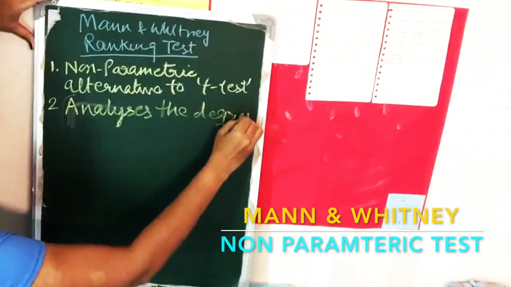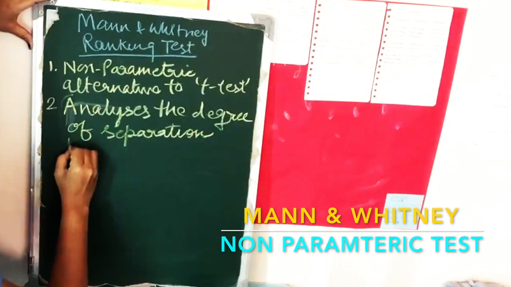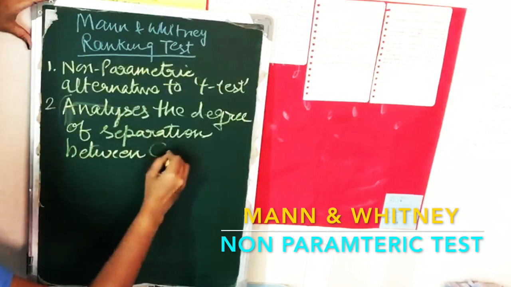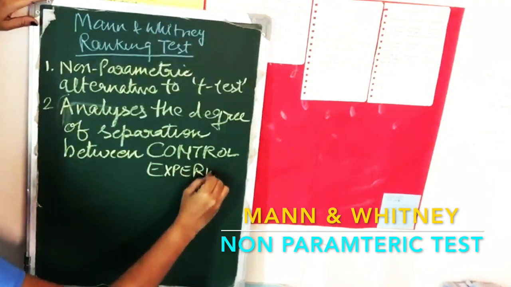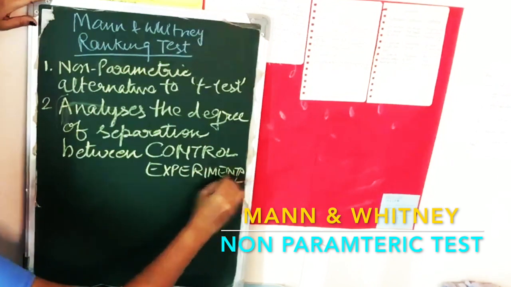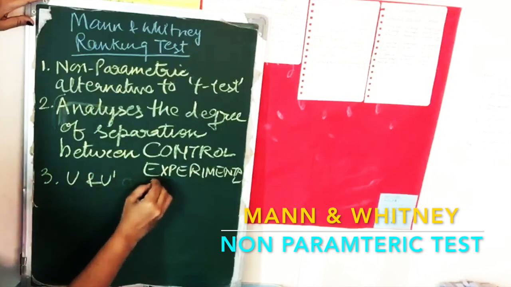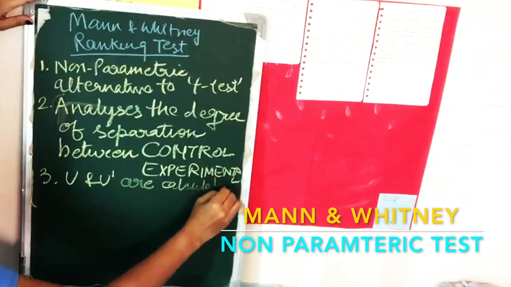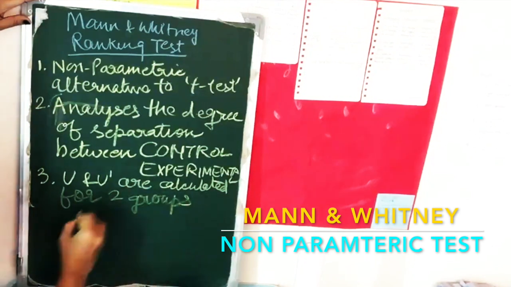Here it analyzes the degree of separation between control and experimental group. So non-parametric means the distribution is not normal. It's not in a bell curve. So we calculate U and U dash.